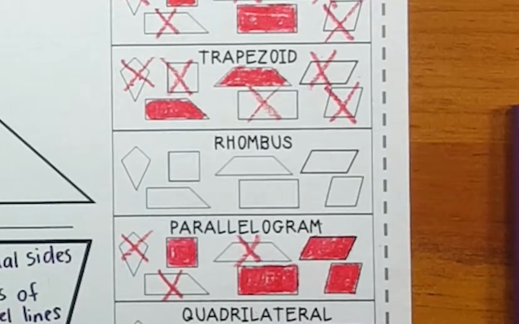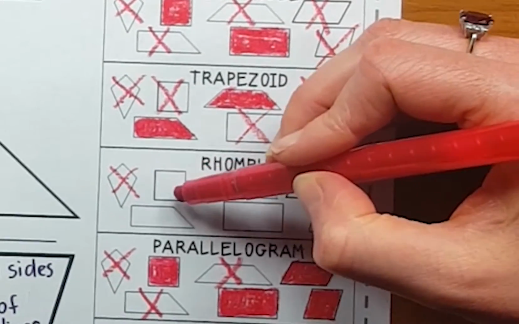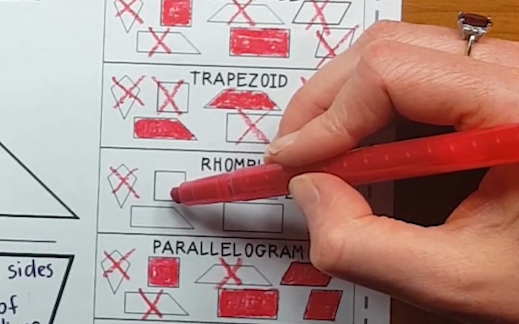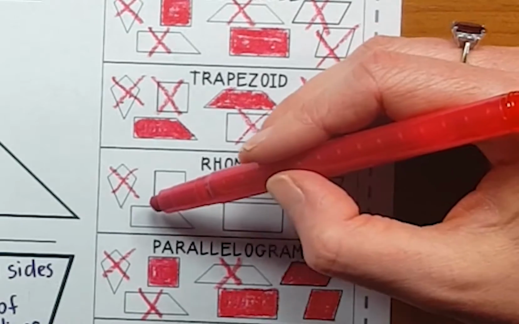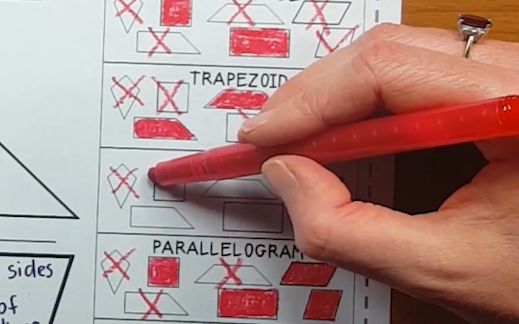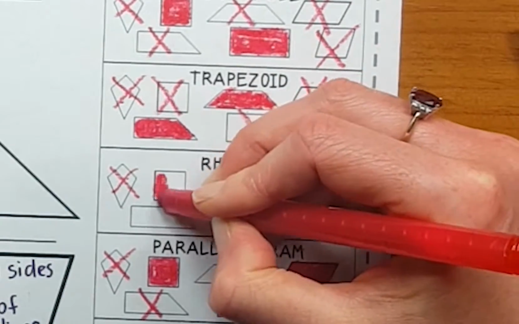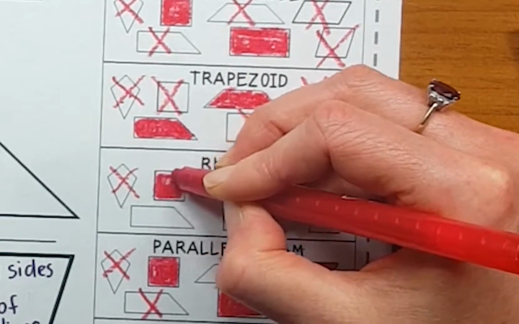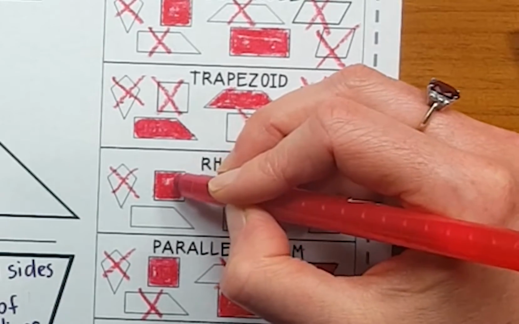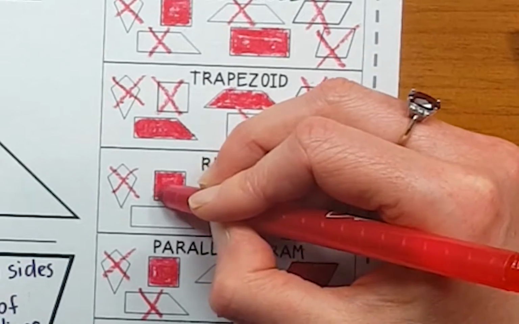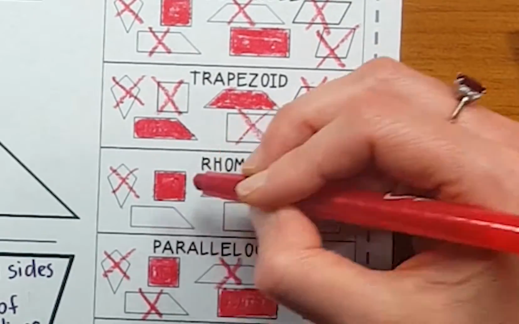Okay. Take a look at our rhombus. Does it have 4 equal sides? Nope. Does it have 4 equal sides? Yes. Does it have 2 sets of parallel lines? Yes. Are the opposite angles equal? They are. This is a rhombus. It's a special kind of rhombus called a square. To be a square, you have to have 4 right angles, right? But this one does.